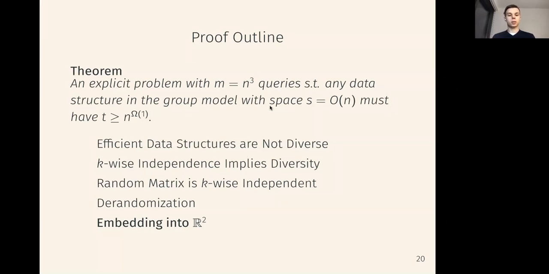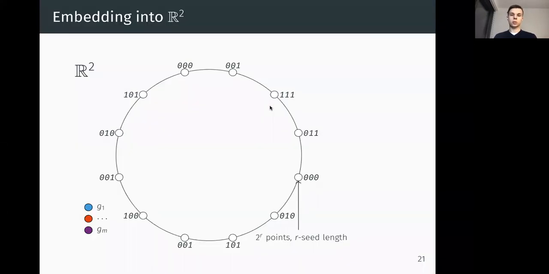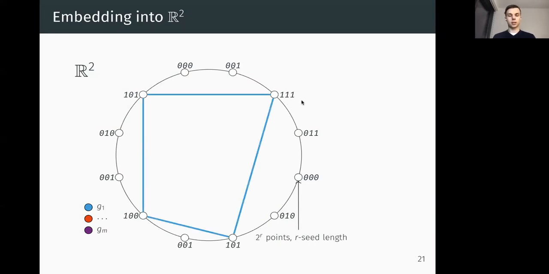And now we need to embed this problem into R2, make it into a range counting problem. We do the following trick to do this. Take the 2 to the R points, where R is the seed length, and label them with outputs of the pseudo-random generator on that input. In this case, the length of the output of the pseudo-random generator is just 3. And now we have these points on the circle. Look at the first bits of all those pseudo-random generator outputs and connect the ones that have the first bit set to 1. That would be our first polygon.